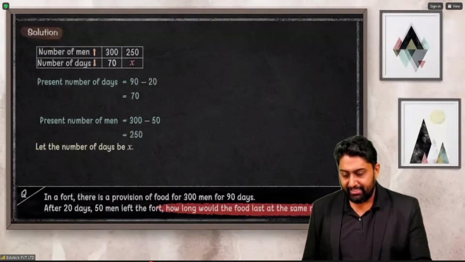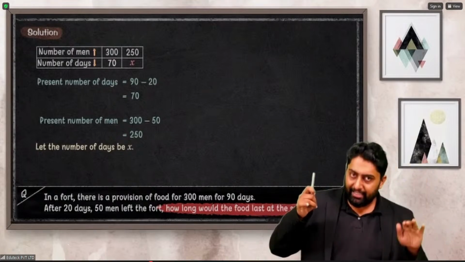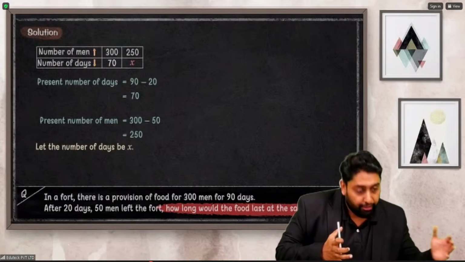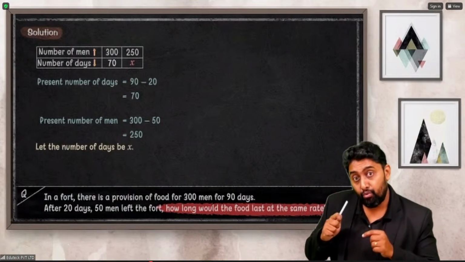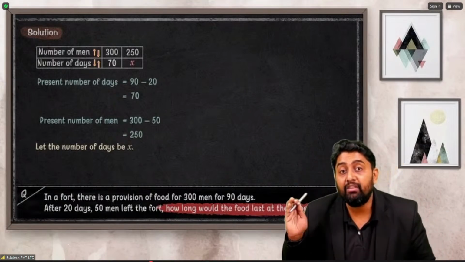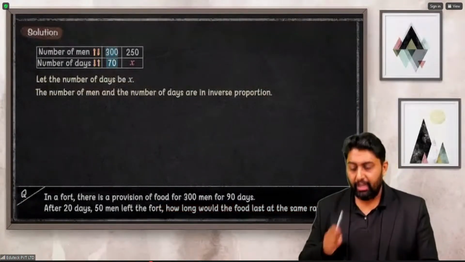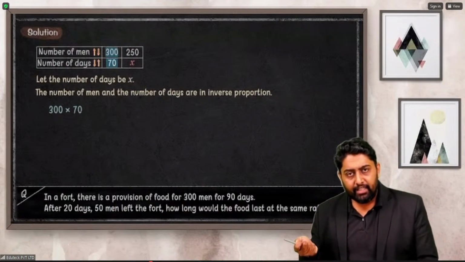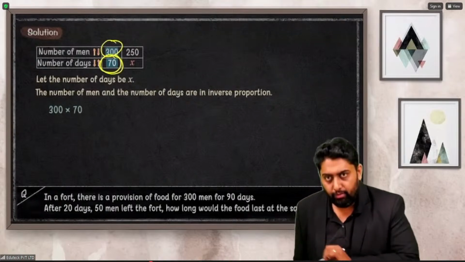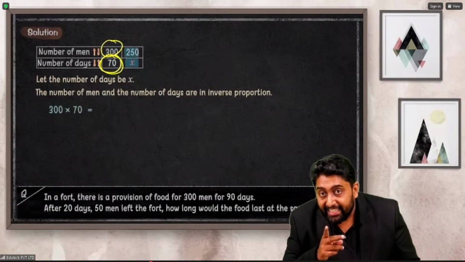In other words, we have one case where there is the number of men, and second, the number of days. If the number of men increases, the food will last for fewer days. So one value increasing, the other decreasing. It means this is a case of inverse proportion, right? And because it is a case of inverse proportion, how are we going to solve it? First value of the first quantity into the first value of the second quantity, which is 300 into 70. That would be equal to 250 into x.